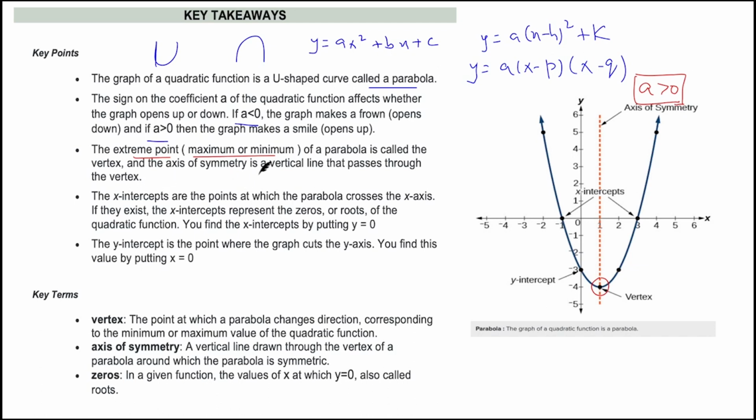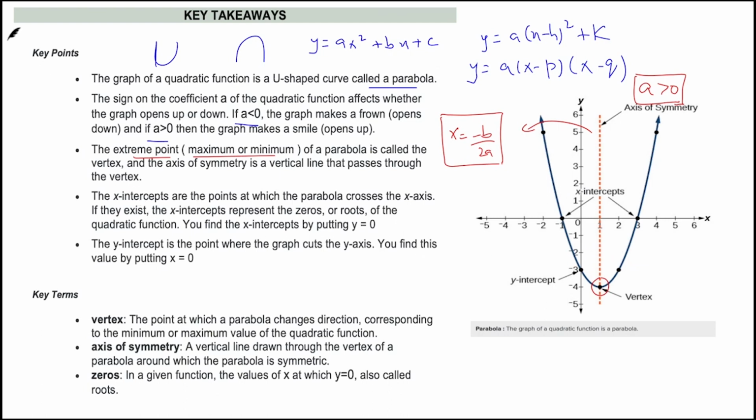And the axis of symmetry is a vertical line that passes through the vertex. This is the axis of symmetry, and we have already talked about this. What's the equation of this line? This is basically x equals minus b over 2a, the line of symmetry of a parabola, which divides the graph into two equal parts, and it also gives us the x coordinate of the vertex.